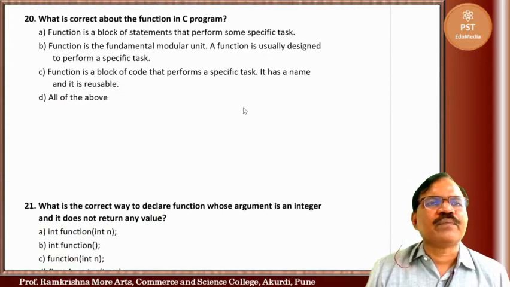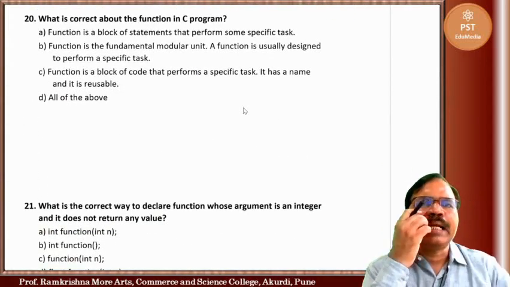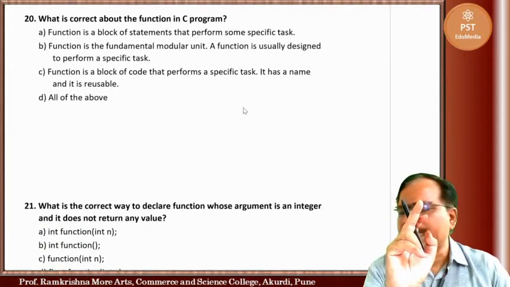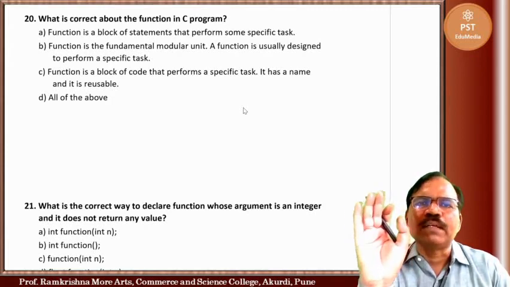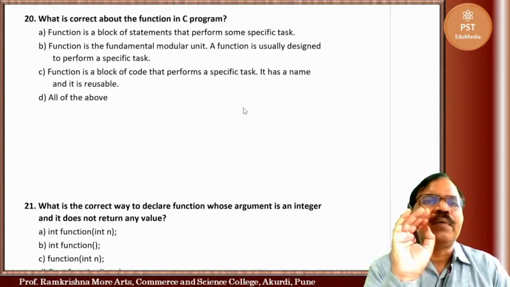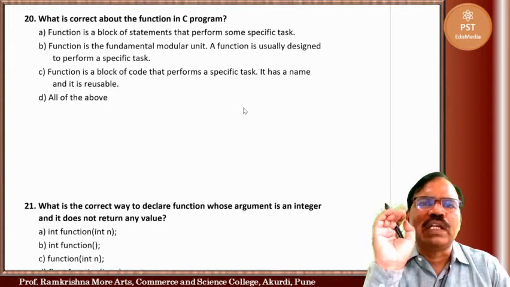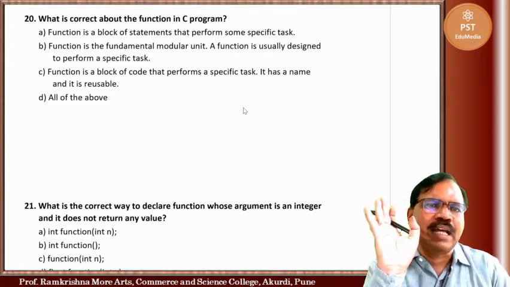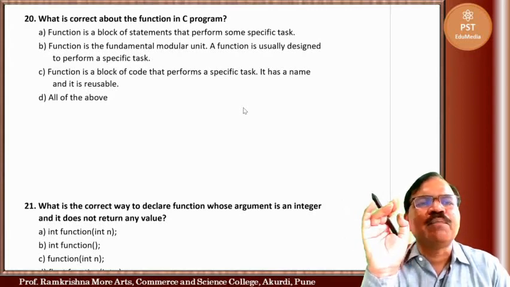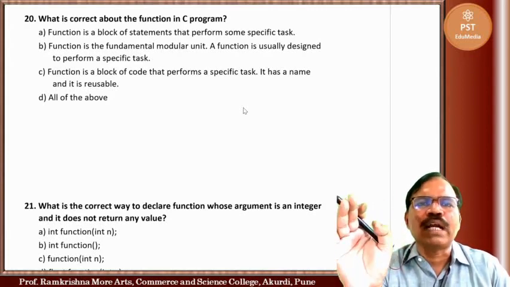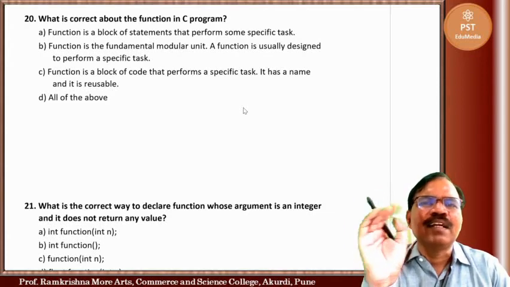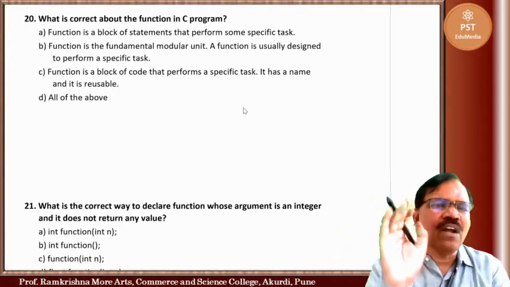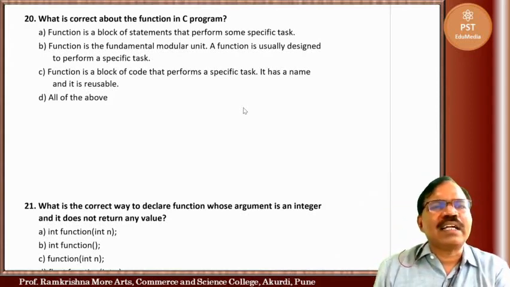Now next one. What is correct about the function in a C program? A function is a block of statements that performs some specific task. Function is the fundamental modular unit. A function is usually designed to perform a specific task. It has a name and it is reusable. And all of the above. See here, all are correct.